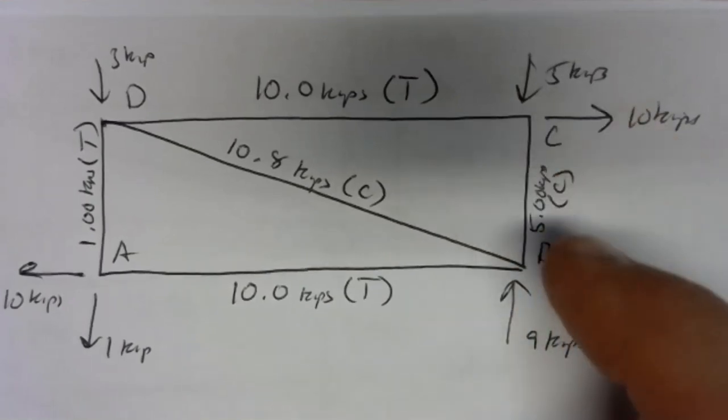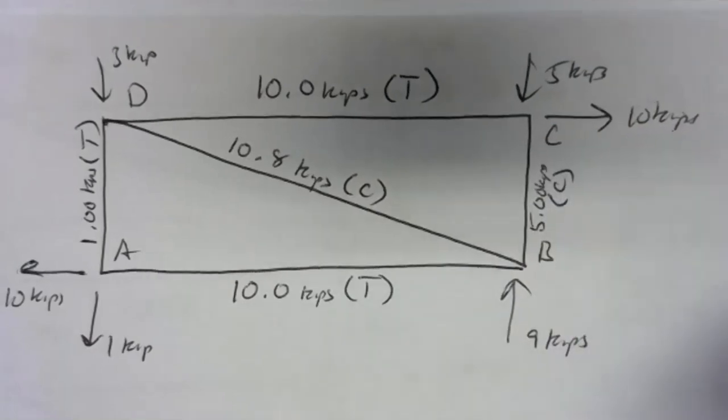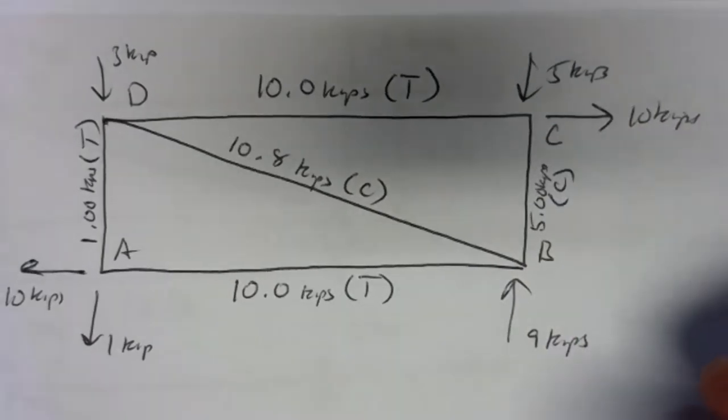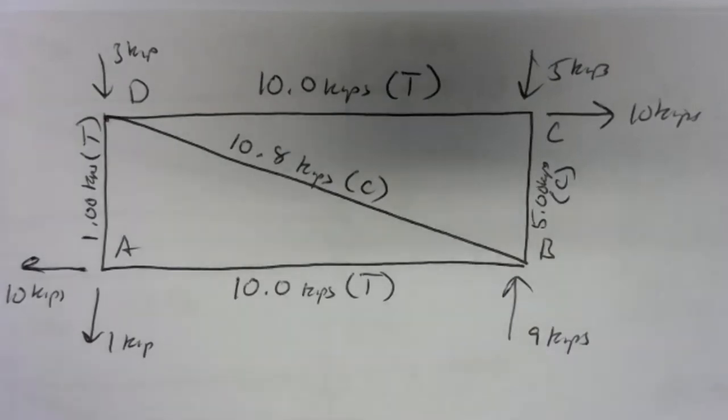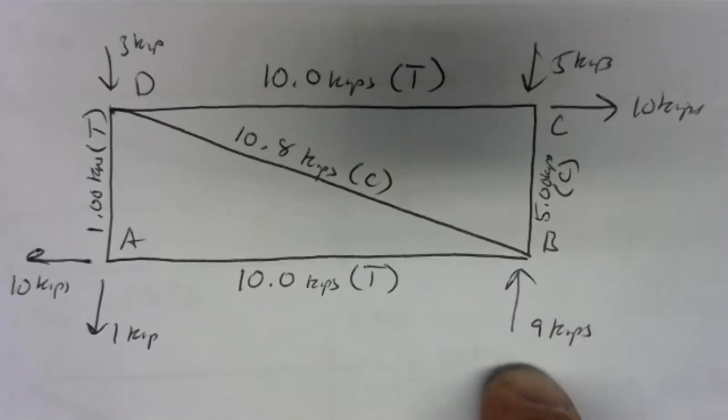Over here, we'd expect compression to be going on because you've got that 5 kips pushing right down on C. If that member were all alone, it would be what we call a column, and we'd be pushing down on the top of it. That's putting that member into compression. We've got 9 kips pushing from down below, so that's helping to put it into compression.